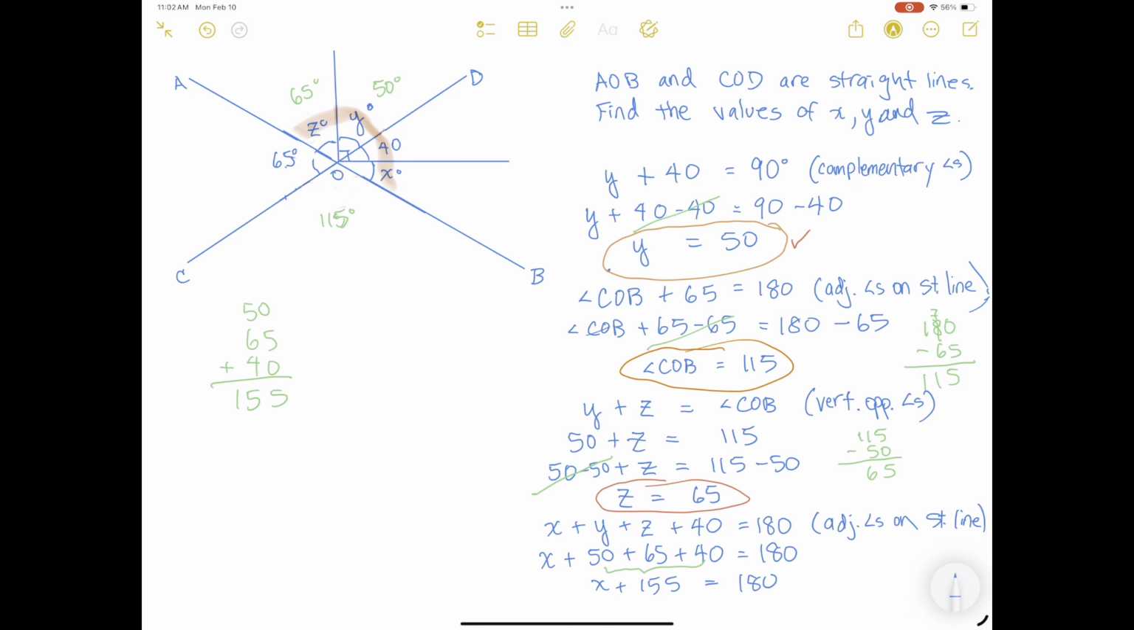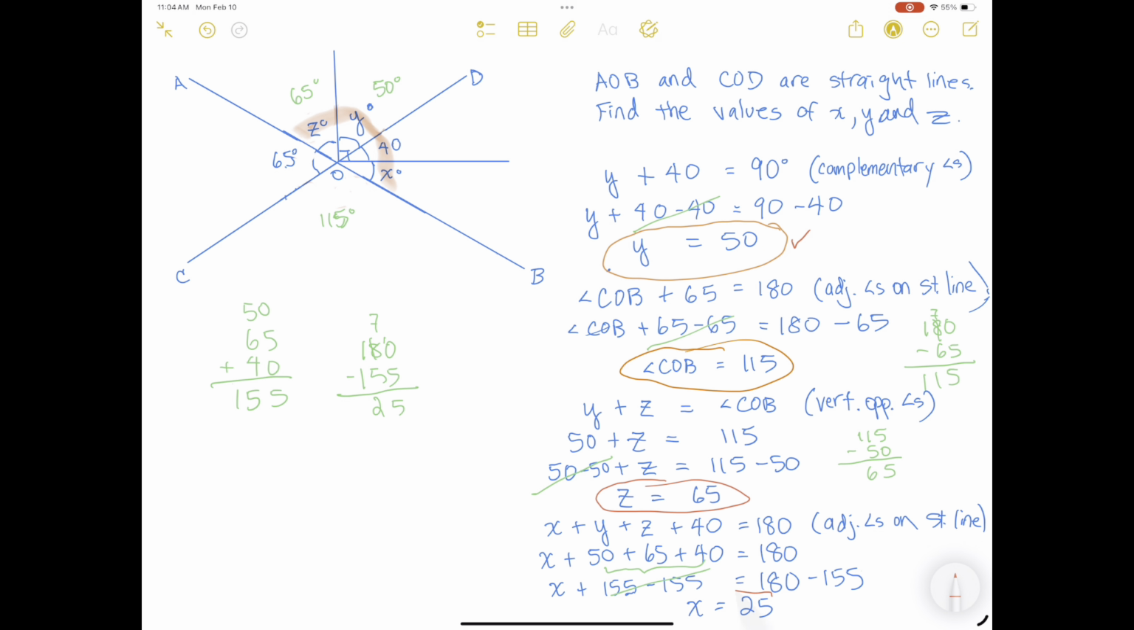I continue to simplify the equation. I isolate X on the left-hand side of the equation by subtracting 155 from both sides. On the left-hand side, 155 minus 155 equals 0, leaving X by itself. And on the right-hand side, I have 180 minus 155. I do that calculation on the side. 180 minus 155 equals 25. So this equation simplifies to X equals 25.